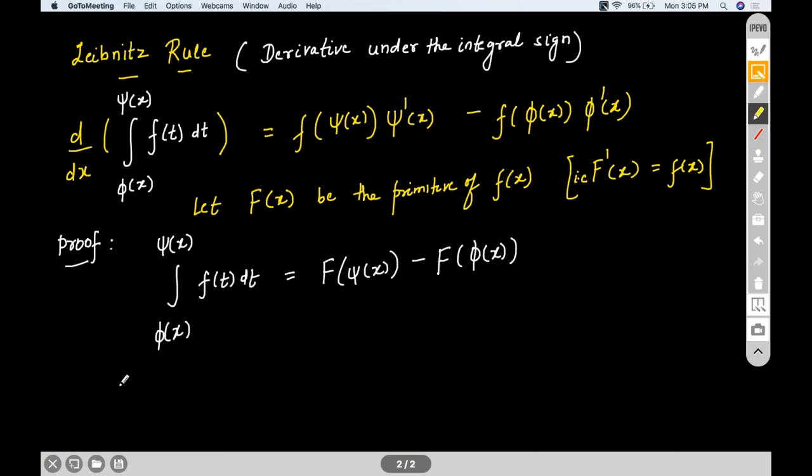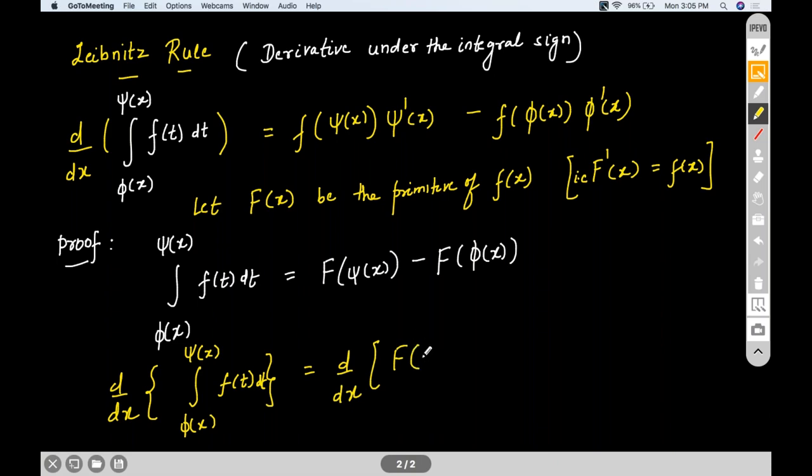Okay, now we need to differentiate this result. So let's say we are finding the derivative of this result. Whatever is the answer of this integration, I'm going to differentiate that with respect to x. Remember, your answer is a function of x, so you are differentiating with respect to x. It just means you're trying to differentiate capital F of psi x minus capital F of phi x.